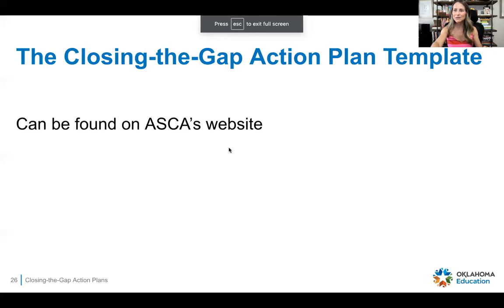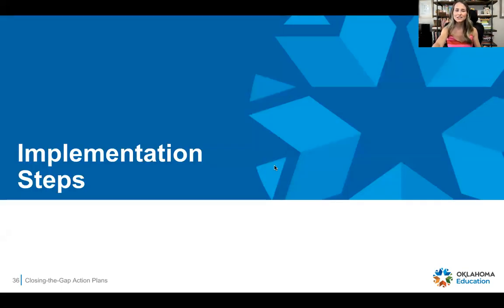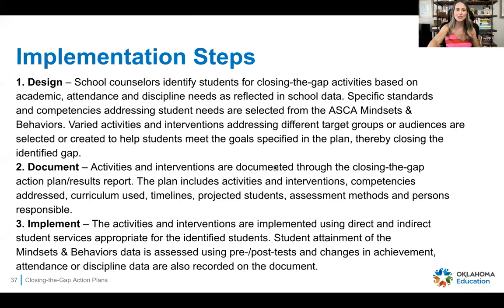All right, again, that template we looked at can be found on ASCA's website. Again, I highly recommend this book. I love seeing the examples. I find it really, really helpful. So let's talk about implementation steps. So we've kind of broken the implementation into 3 parts. We want to design, document, and implement. So let's talk about what each of those pieces mean, what each of those look like.